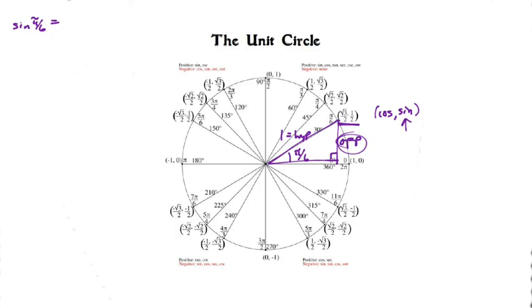Cosine is always the x value because cosine is adjacent, which is this side right here, over hypotenuse, which in our unit circle equals 1. So again, the hypotenuse doesn't matter. If you remember the unit circle, it really helps with finding trig values. So if the y value at pi over 6 is 1/2, your answer is simply 1/2. And cosine of pi over 6 would be rad 3 over 2.